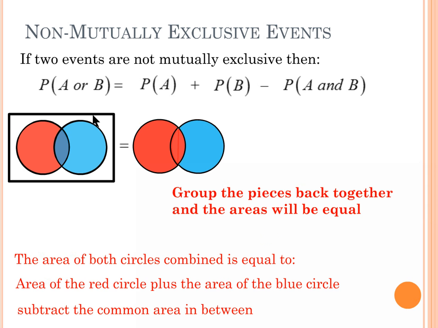So yes, if I want to find the probability of A or B for non-mutually exclusive events, I want to take the probability of A plus the probability of B minus the common area, and that will give me the probability of A or B. All right, so we're going to practice using this formula in our next few examples.